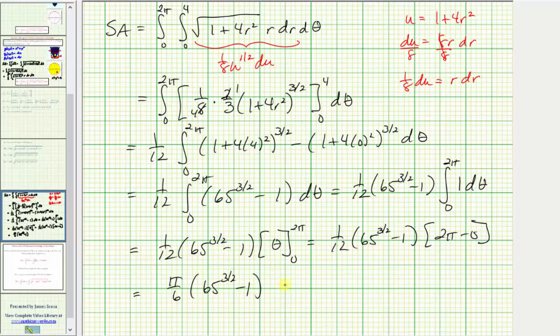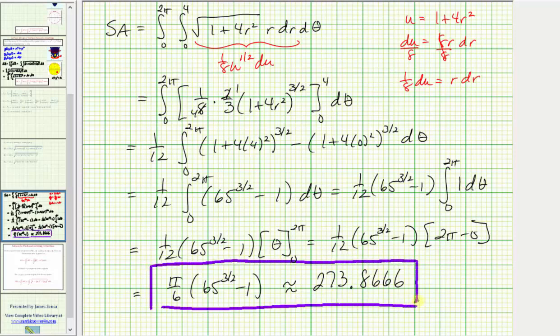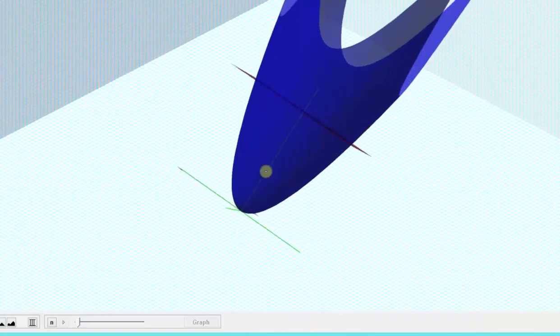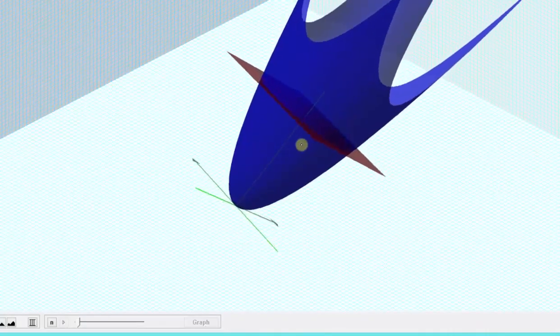which as a decimal would be approximately 273.8666. And because it's a surface area, this would be square units, which again is the surface area of this paraboloid below the red plane, z equals 16.